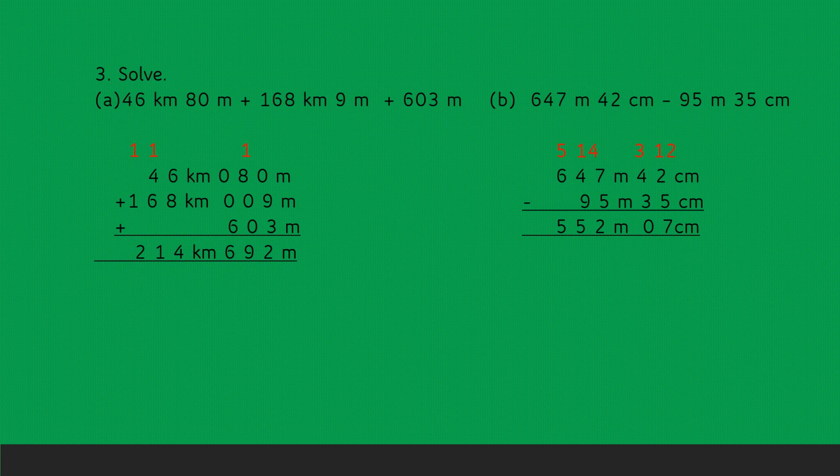Then come towards meter part. 7 minus 5 is 2. Now from 4 you cannot subtract 9. So borrow 1 from 6. It will become 14. Now 14 minus 9 is 5. And 6 is reduced to 5 and there is no number below it. So write down in the answer also 5. So total answer is 552 meters 7 centimeter.